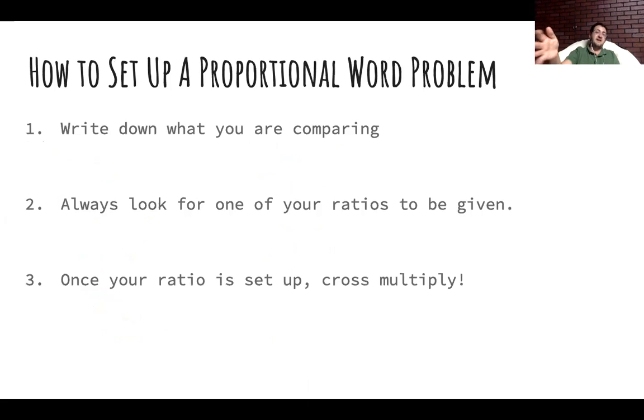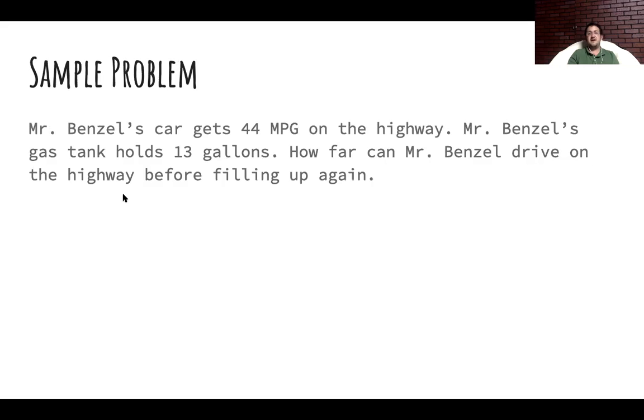All right, when we set up a proportional word problem, I think it's always good to think about what you are comparing. So maybe if I have a model car to a real car, it's model car to real car. Or, if I'm converting units, if I have pounds to ounces, I'm comparing pounds with ounces. We usually give you a ratio or a conversion that's given. And then once your ratio is set up, you want to make sure that you are cross multiplying. So let's actually see this in action.